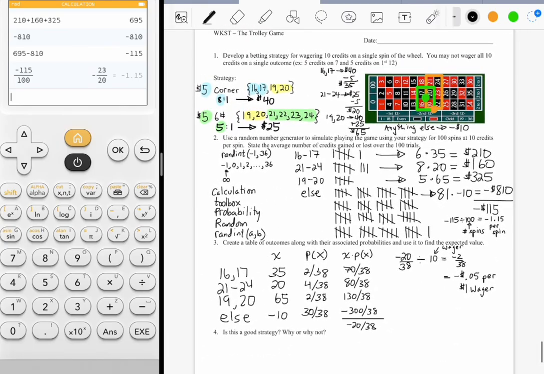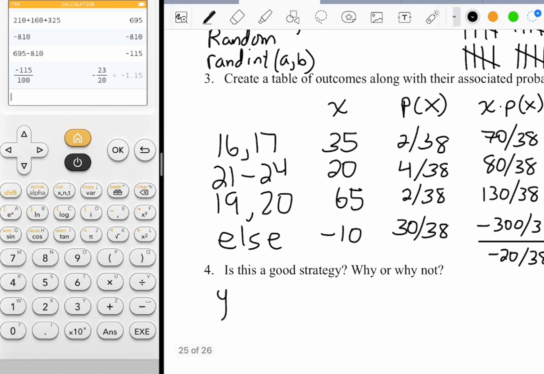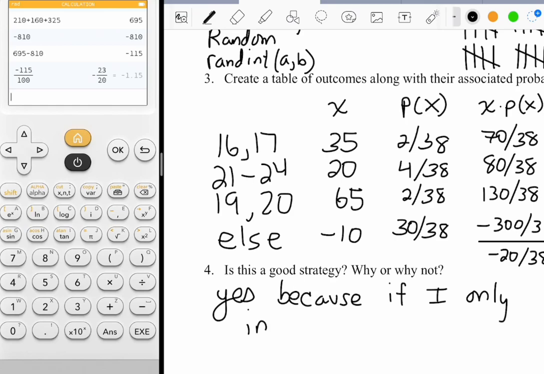Now, the last part is really up to you. Like, based off of your calculations, do you feel like this is a good strategy to use? So me personally, I would say yes. Because if I only intend to wager $200, I'm still in the game.